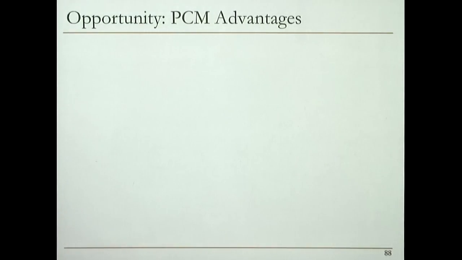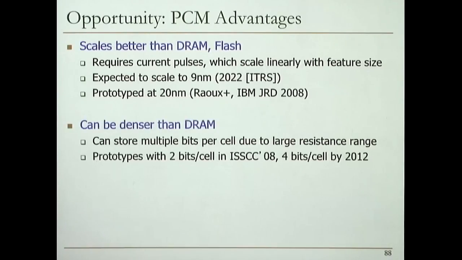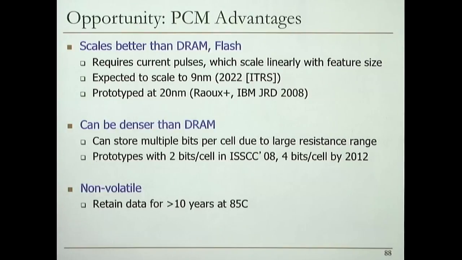OK, so that's all about the device. I'm not going to go into more detail on this particular device. But let's see at the high level, as an architect, what the advantages of this are. It turns out it scales better than DRAM, and also flash. It requires current pulses which scale linearly with feature size. And if you want to really learn more about it, read the Raoux paper from IBM, this one. And we've already discussed this, basically. The second one can be denser than DRAM. I'm going to show a picture of this very quickly. And people have prototyped it with 4 bits per cell and also 2 bits per cell. It's non-volatile, which sounds nice. You can retain data for a long time, in theory.